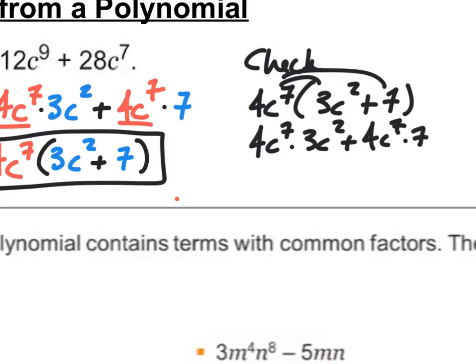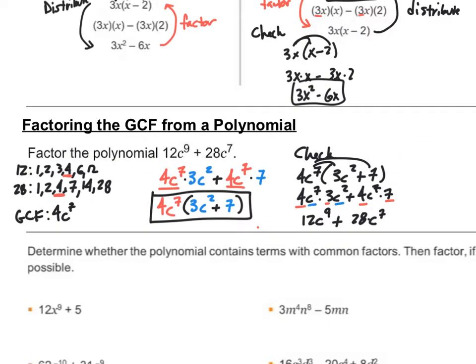And so we've got 4 and 3 gives us 12, okay? And then c to the 7th times c squared gives us c to the 9th, okay, plus 4 times 7, which gives us 28, and then times c to the 7th, and we started where we started, okay? That's what we had originally. So that's how you know, okay? This is our answer. You can check by redistributing and figuring that out.